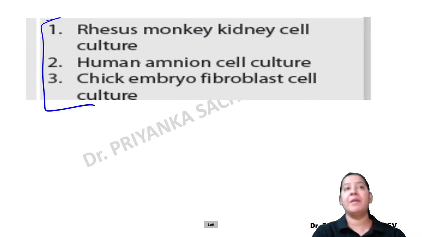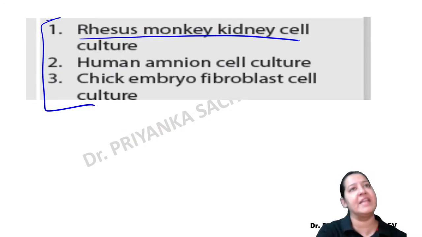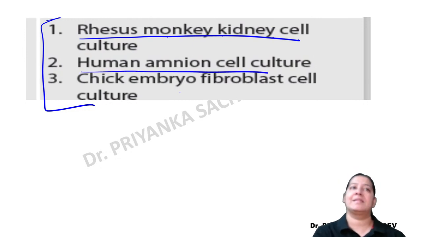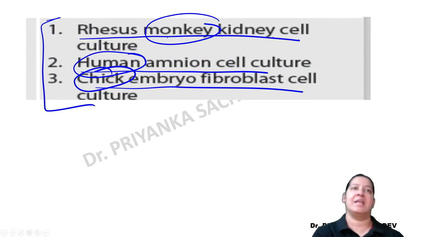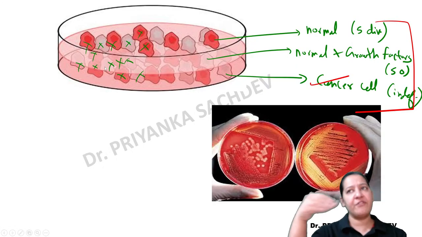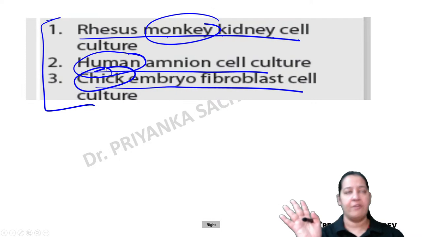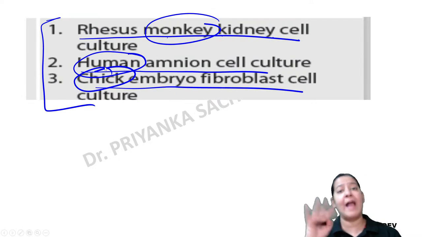What are the examples of primary? Rhesus monkey kidney cell, human amniotic cells, chick embryo fibroblastic cell. So you take either monkey kidney cell, human amniotic cell or chick embryo fibroblastic cell. They will divide for 5 times, 10 times and they will die. These are used for isolation of the virus.